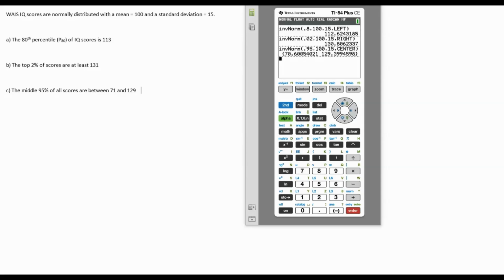Now the regular TI84 only looks at the area to the left when you're doing these inverse norms. But if you have a TI84 plus CE, then you have the ability to choose left, right, or center part of the bell curve. So be sure that you're aware of what part of the bell curve you're doing relative to your problem and enter it correctly.